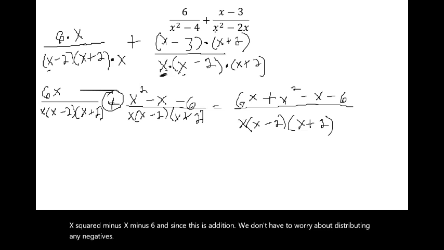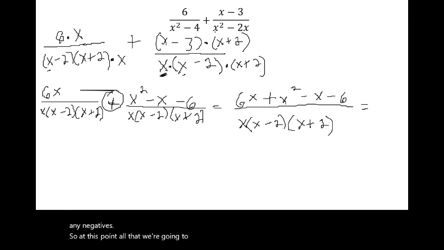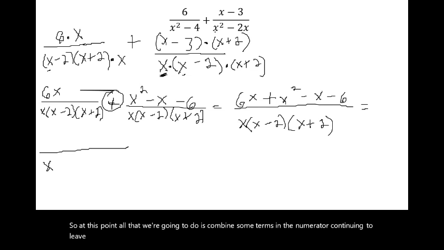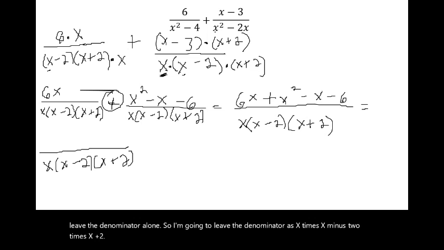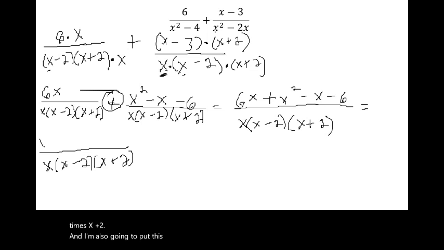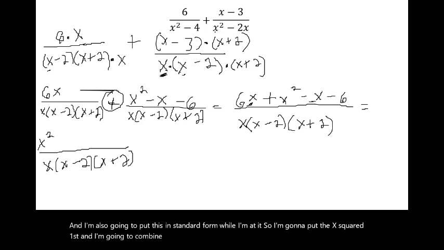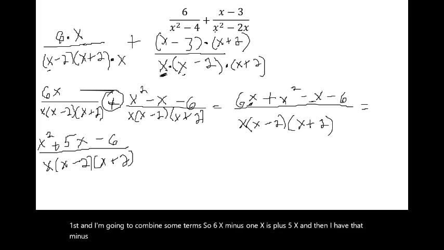So at this point, all that we are going to do is combine some like terms in the numerator, continuing to leave the denominator alone. So I'm going to leave the denominator as x times x minus 2 times x plus 2. And I'm also going to put this in standard form while I'm at it. So I'm going to put the x squared first, and I'm going to combine some like terms. So 6x minus 1x is plus 5x. And then I have that minus 6.